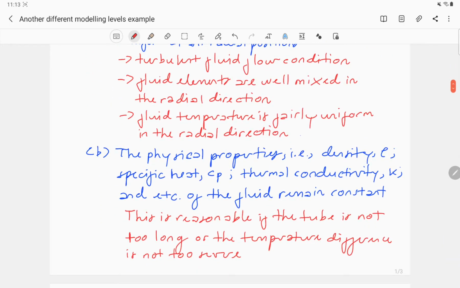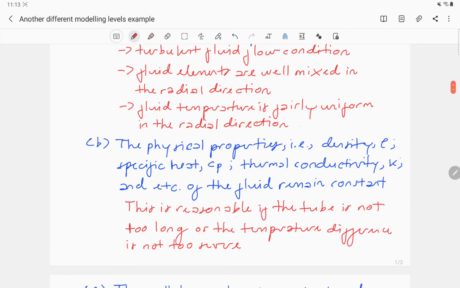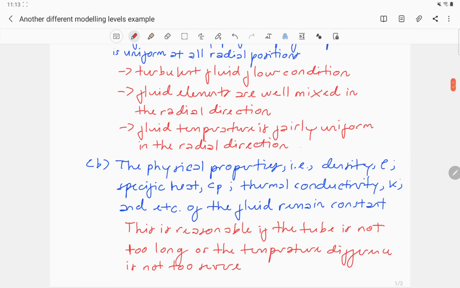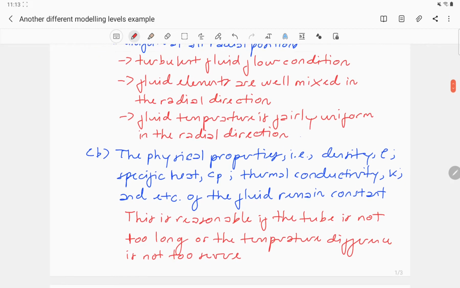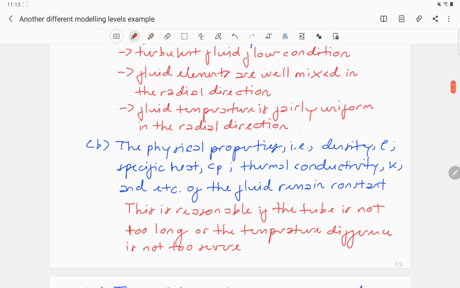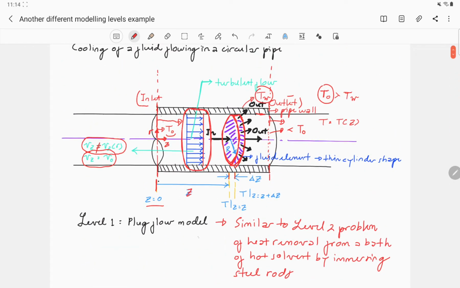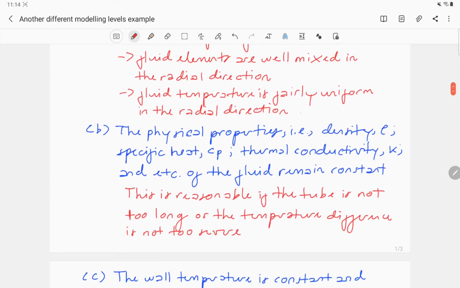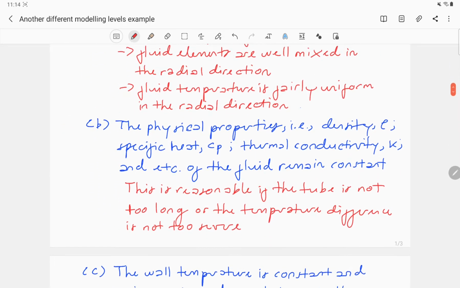The second assumption is that the physical properties of the fluid, such as the density, the specific heat, the thermal conductivity, and so on, remain constant. This is reasonable if the tube is not too long, so that's why we assume that this section of the tube is not very long, and that the temperature difference is not too big.